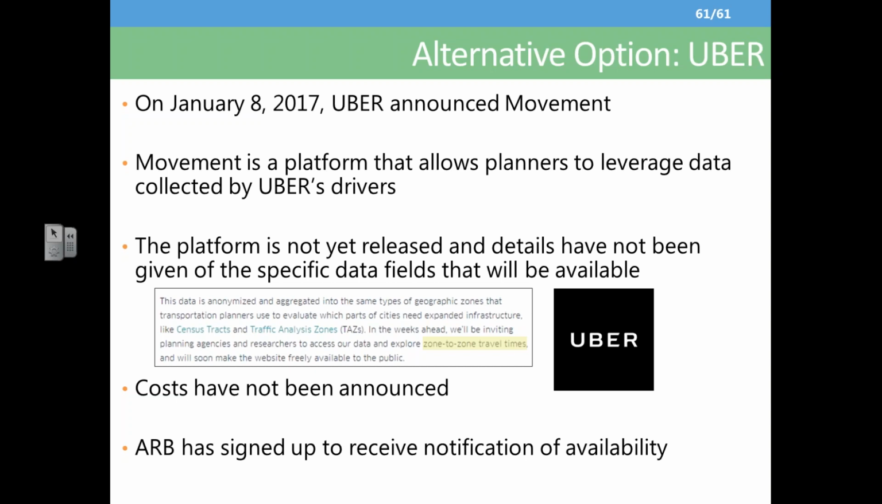The platform's not yet released, and details have not been given of what's actually going to be available. But one of the specific things they mentioned in their announcement is zone-to-zone travel time. ARB is signed up. It sounds like it could be free to public agencies, but they haven't announced anything about cost yet, so I don't know that for a fact.